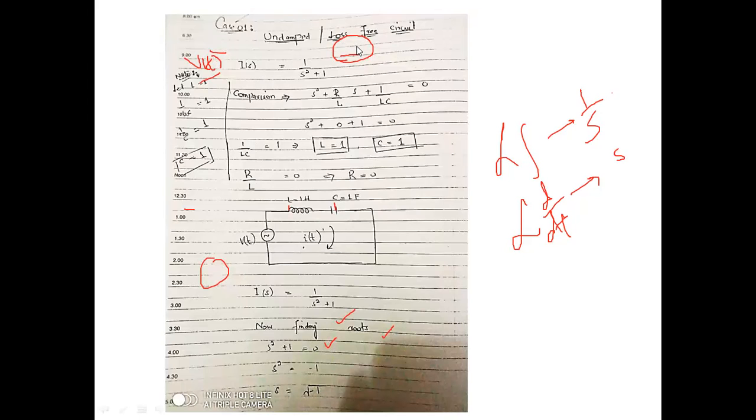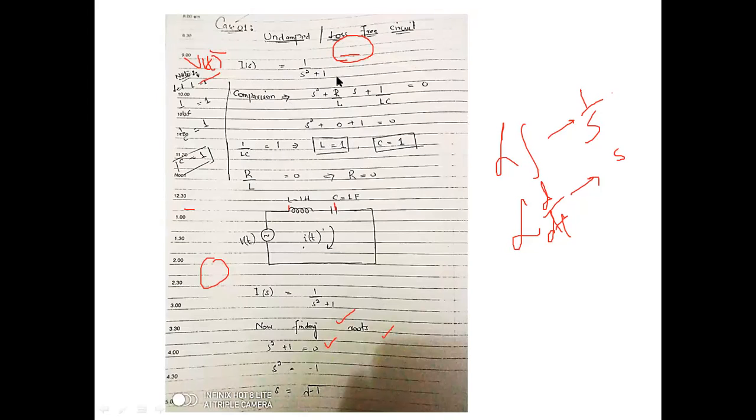Case one, in which R is equal to 0. So by comparing this equation with this, you will get 1 over LC is equal to 1. So let L is equal to 1. So it means C is equal to 1. Okay. Putting L is equal to 1 over here, you will get C is equal to 1.